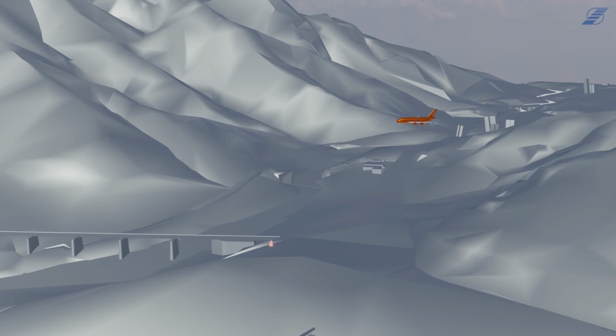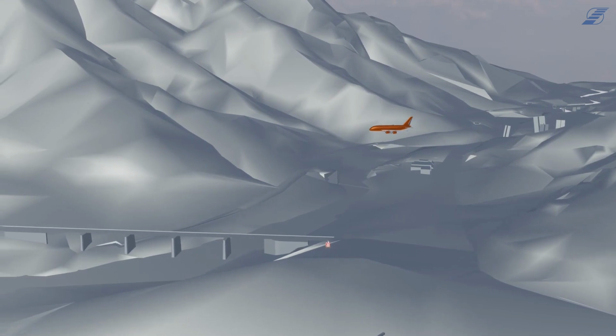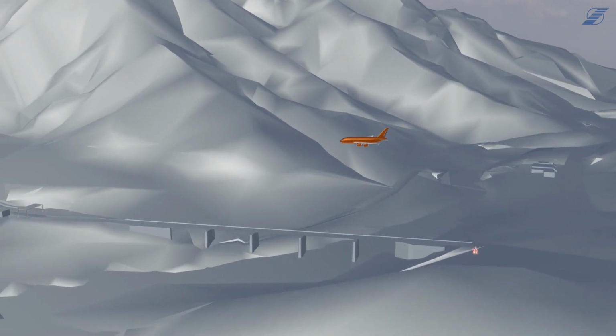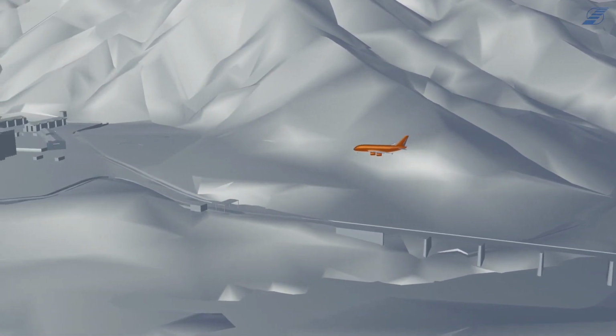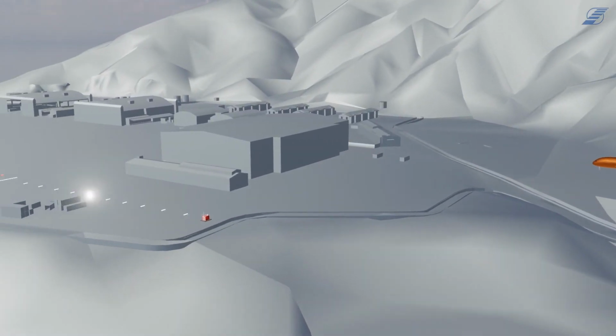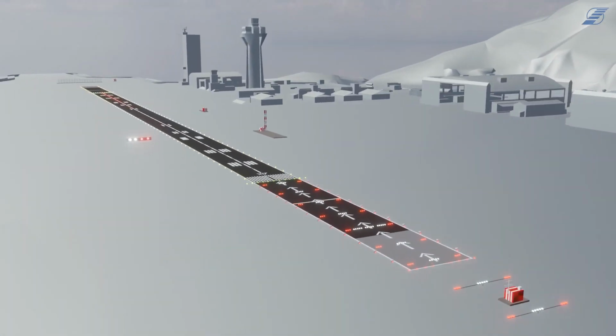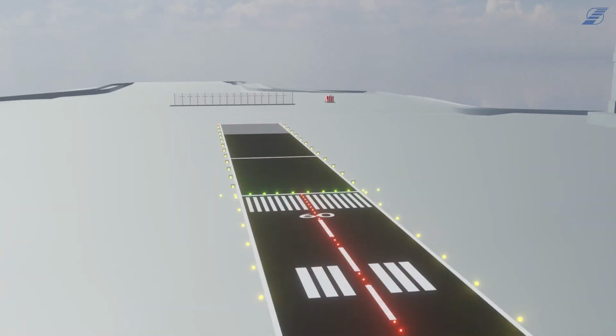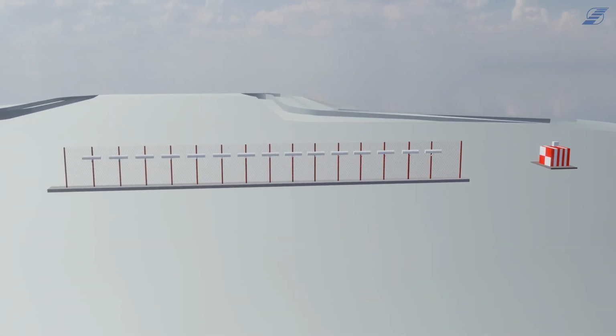One of the two main components is the localizer, which is specifically designed to ensure lateral alignment. By transmitting radio signals, the localizer provides crucial guidance to pilots, facilitating precise alignment with the runway centerline.